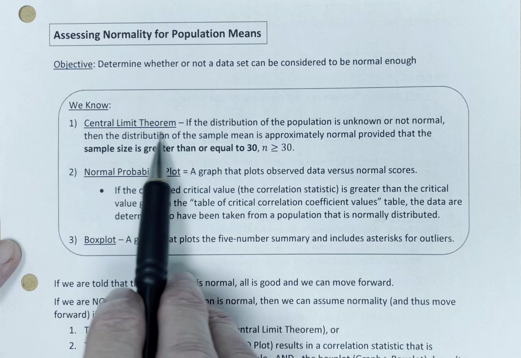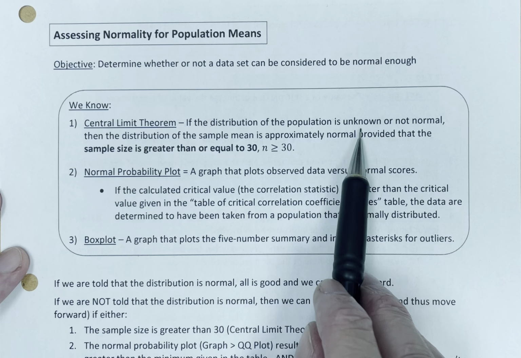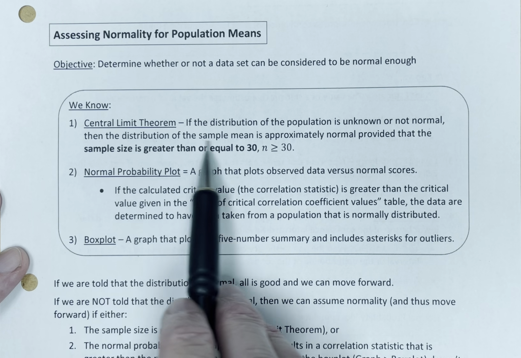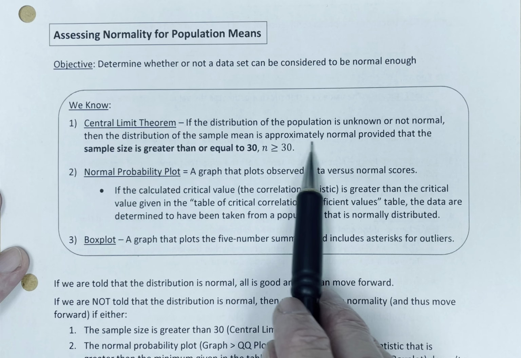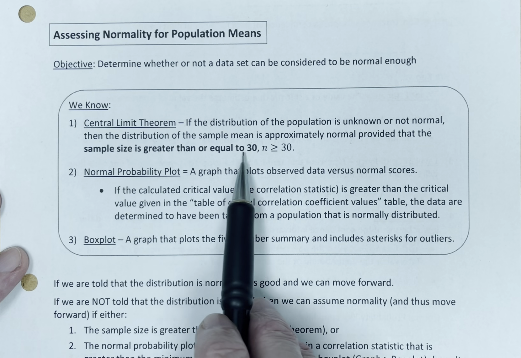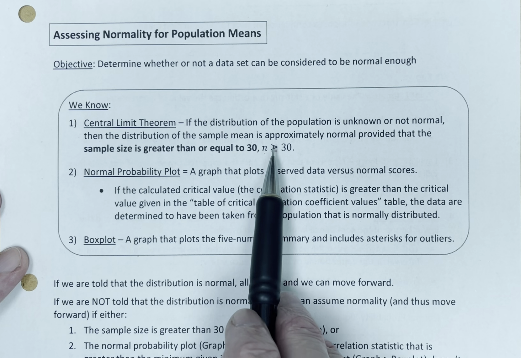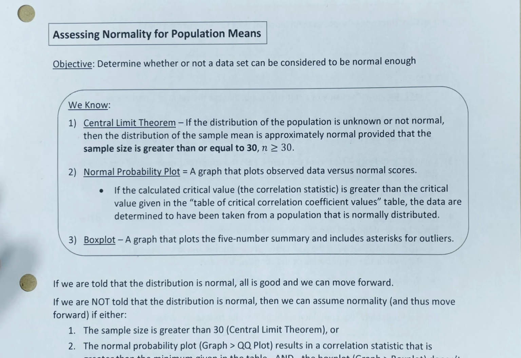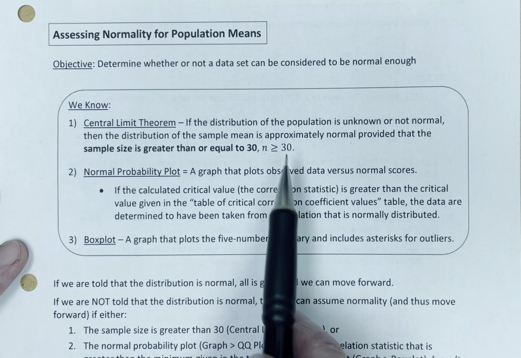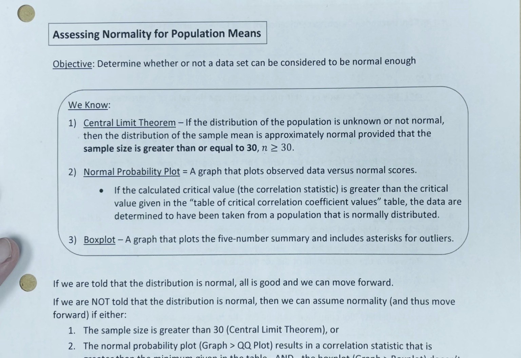So what do we know coming in? Well, we know the central limit theorem. If the distribution of a population is unknown or not normal, then the distribution of the sample mean is approximately normal, provided that the sample size is greater than or equal to 30. Mathematically, lowercase n is greater than or equal to 30. So the central limit theorem covers us if the sample size is 30 or above.